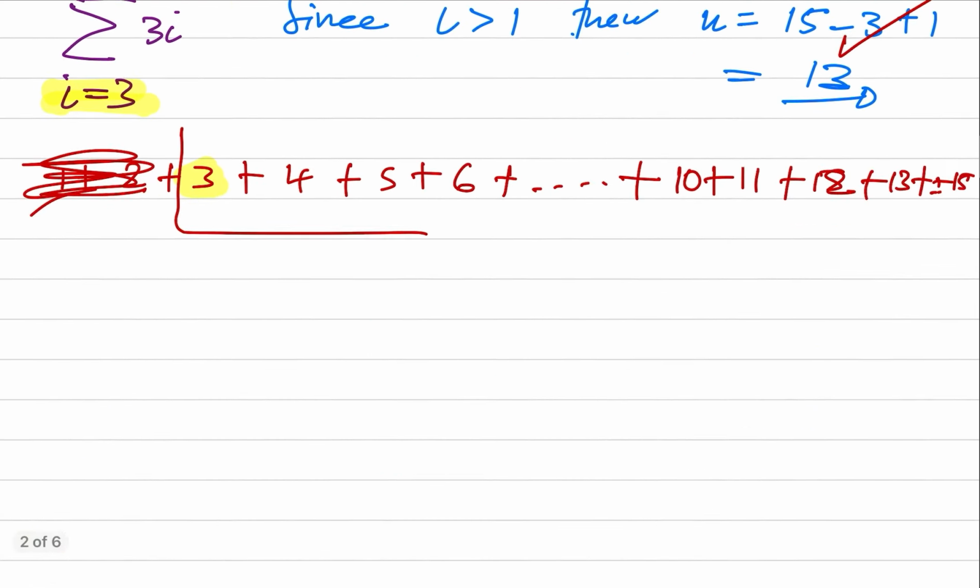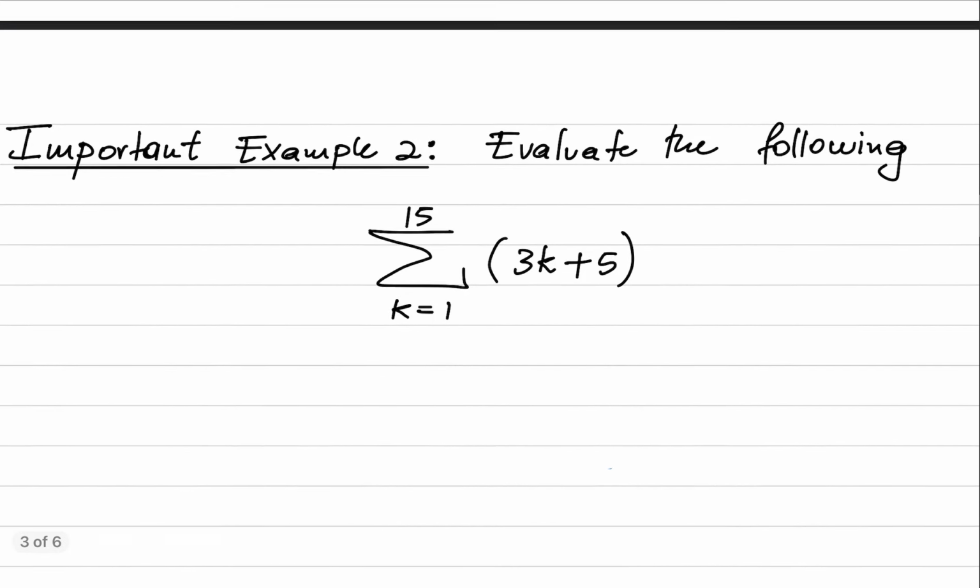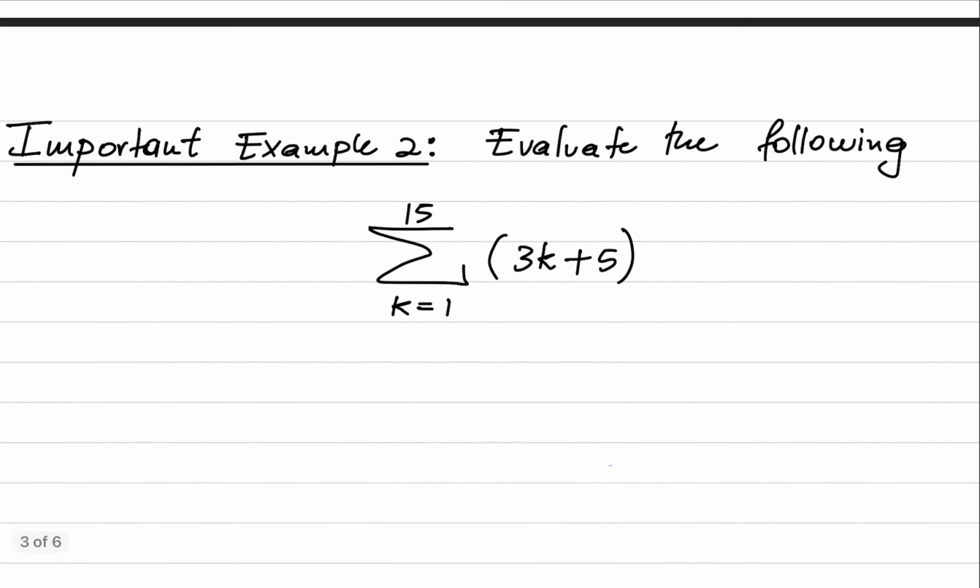Now let us continue to important example 2, where we evaluate this sigma notation. Evaluate the following. So we have 15 starting from 1 all the way up to the general term of 3k plus 5. Now we have to evaluate this first. The first step, we do not know what type of sigma notation this is. We don't know if it's arithmetic or geometric. Now we have to confirm. We will confirm by evaluating this first. How can we evaluate this one?